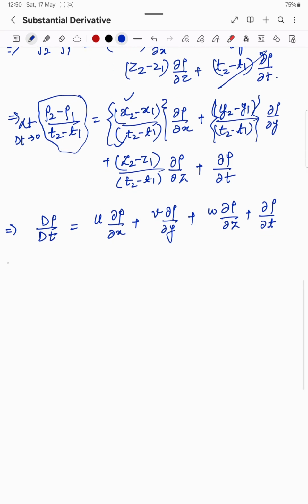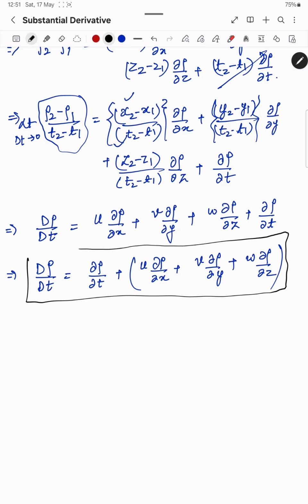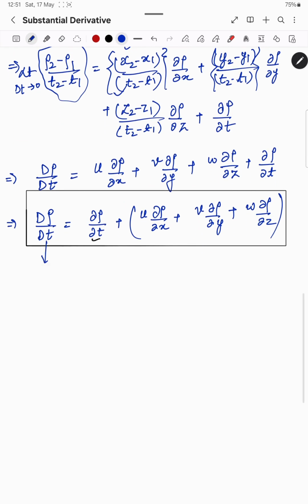Now if I arrange this, then we can write D rho by Dt is equal to dou rho by dou t plus u dou rho by dou x plus v dou rho by dou y plus w dou rho by dou z. Okay, so this is what we have got. Now as you can see, on the left hand side we have the substantial derivative term, and on the right side I have arranged the two terms, one in the bracket and one not in the bracket. So this is what we call the substantial derivative.